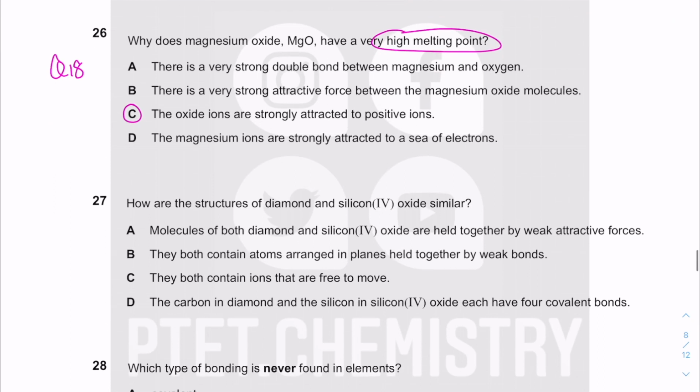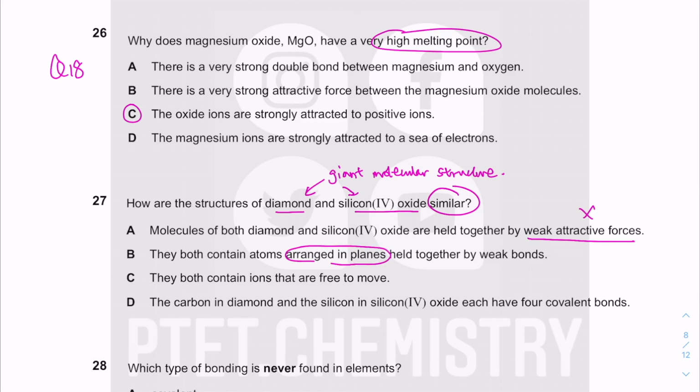27. How are the structures of diamond and silicon dioxide similar? Well, both are giant molecular. I hope you know that, part of your case study. So both have giant molecular structure, very high melting and boiling points. They are not held by weak attractive forces. They both contain atoms arranged in planes. Arranged in planes is wrong. That is graphite, and diamond is not graphite. Silicon dioxide or sand is not graphite.